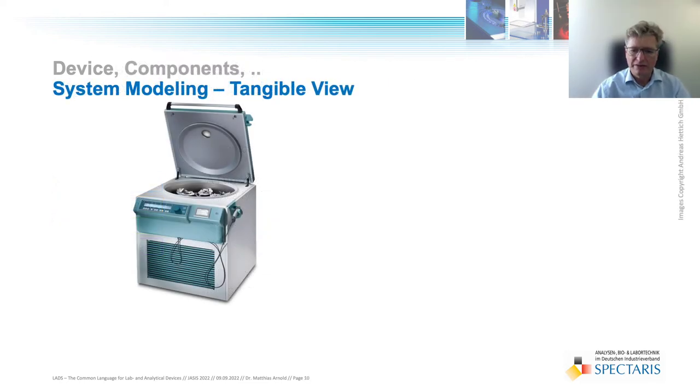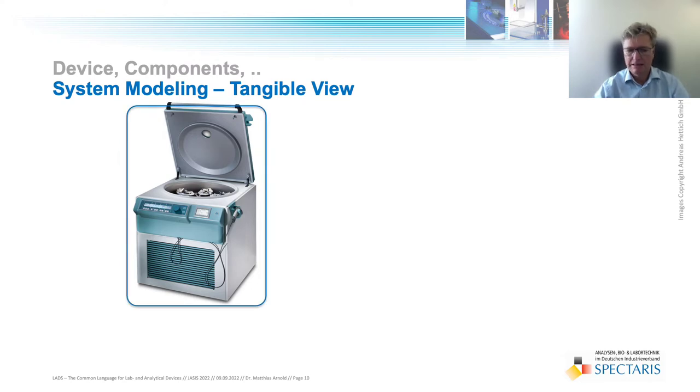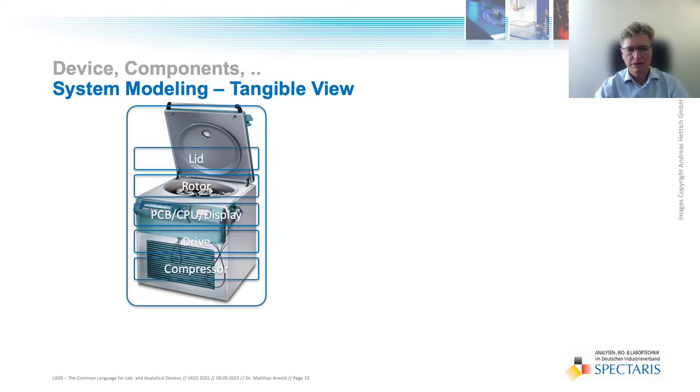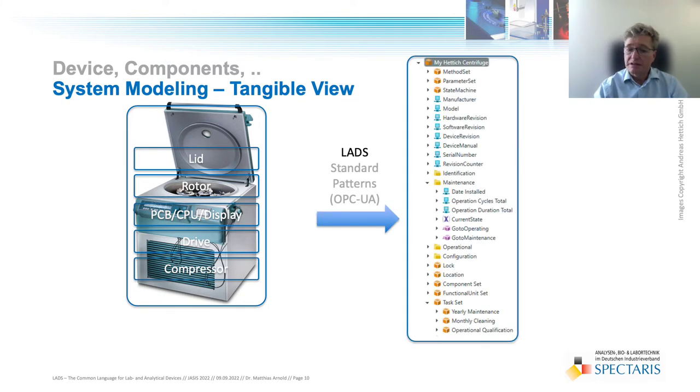How to apply these high-level building blocks to real-world devices? In this example, I will model a centrifuge in LADS. Let's start with the things we can touch: the device itself and its hardware components. The centrifuge device has a nameplate with standardized layout including manufacturer, device model, serial number, hardware and software revision, and so on.